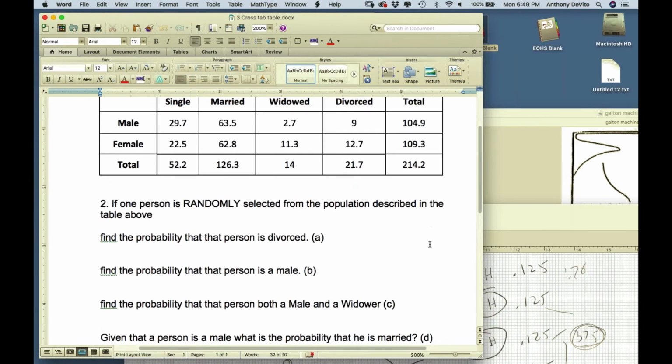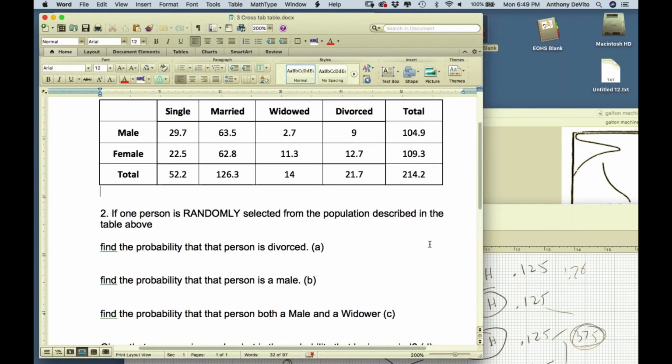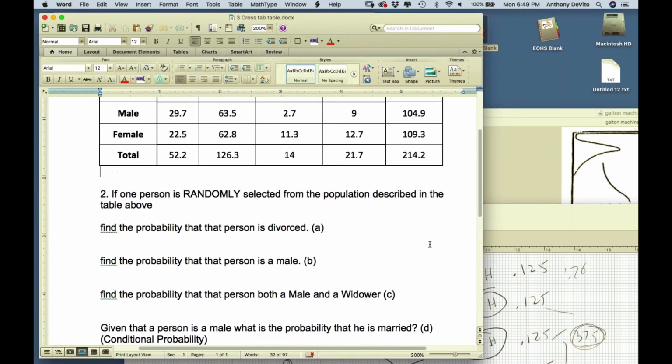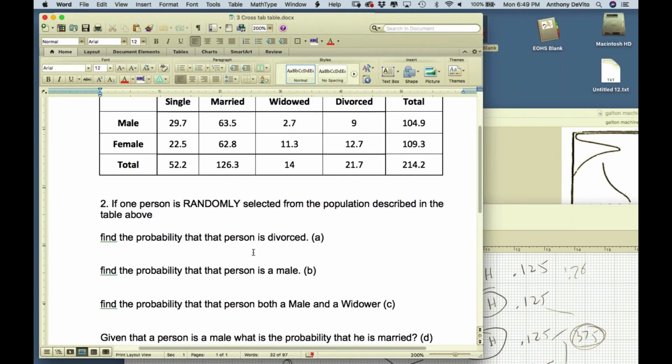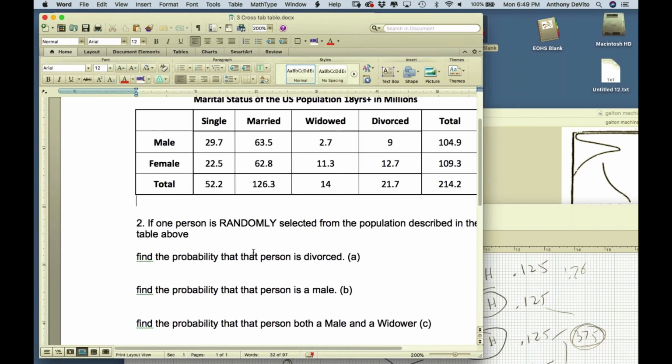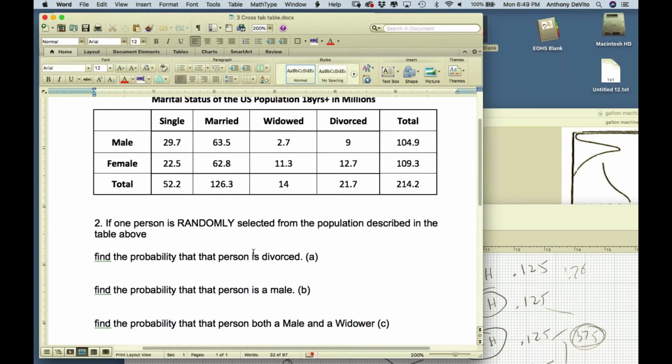I'm not going to get to that yet. What's the probability that if you randomly sample a person in the United States, that person is male? Just forget about whether they're divorced or not. How many males do we have? 100, exactly, out of 214, so it's a little under 50%, right?